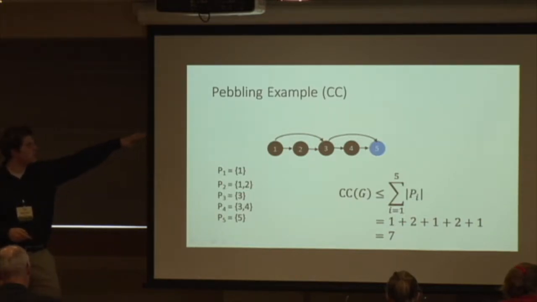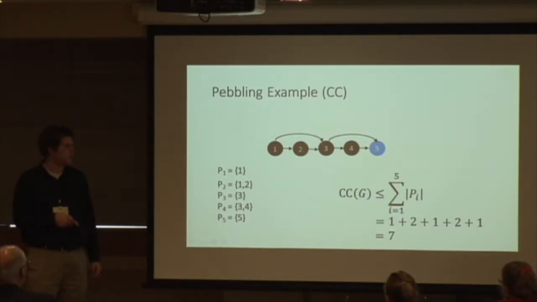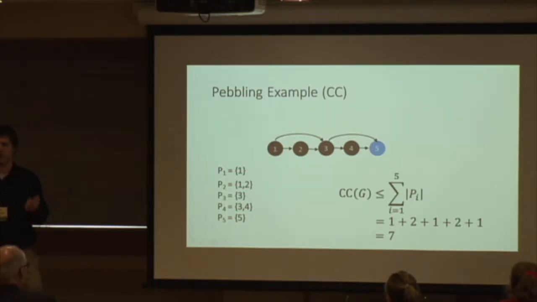So the cumulative cost of pebbling this graph in our example is just 7. Because at the first point in time, I have 1 pebble on the graph, then 2 pebbles, and 1 pebble, then 2 pebbles, then 1 pebble. So if I sum these all up, the total cost is 7.